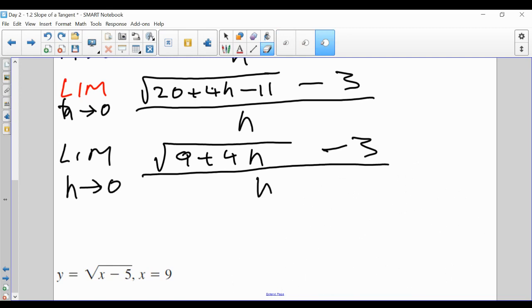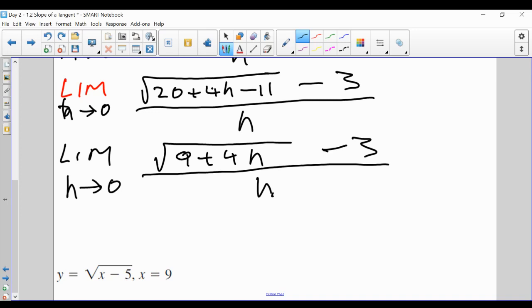But there is something we can do, though. Right? There is something we can do. So look at what we have there. We have a denominator, which is an h, right? So we can't just go ahead and throw in the 0 because it's going to become undefined. So what are we going to do?